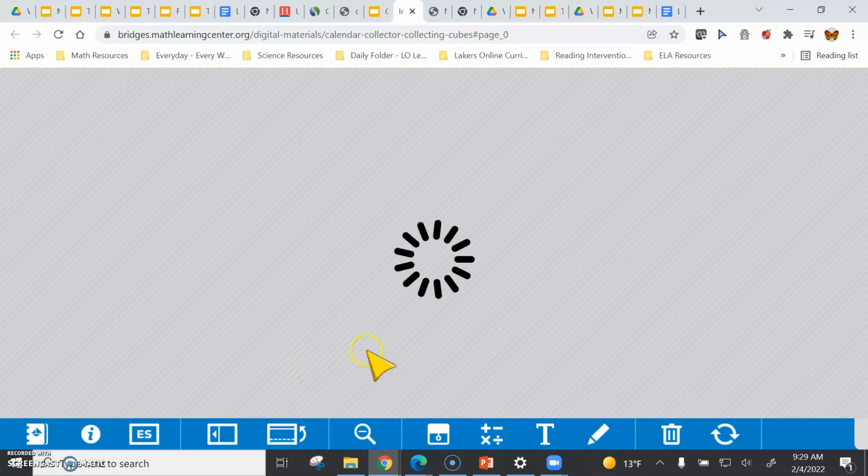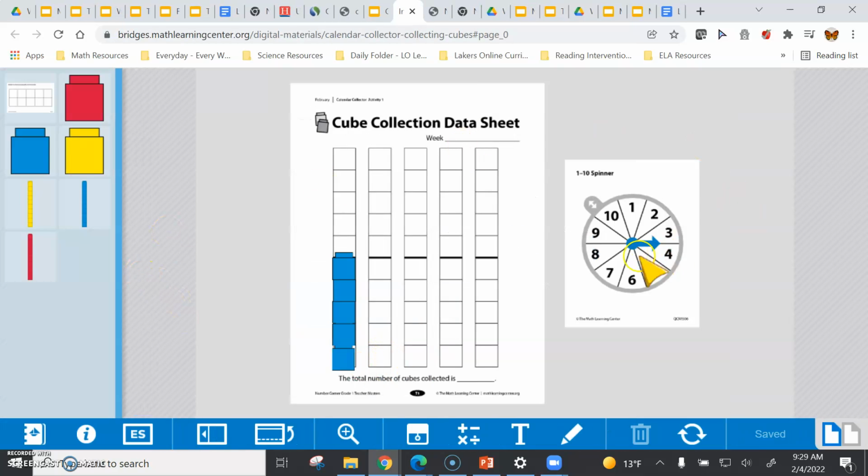What we're going to take the time to do now is we are going to collect more cubes. We've been collecting them. Let's spin our spinner to find out how many we're collecting this day. 6 cubes. Wow. Okay. So we can go 1, 2, 3, 4, 5, 6. 6 cubes have been added.